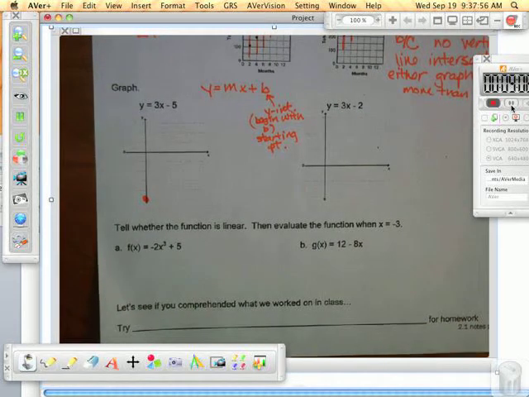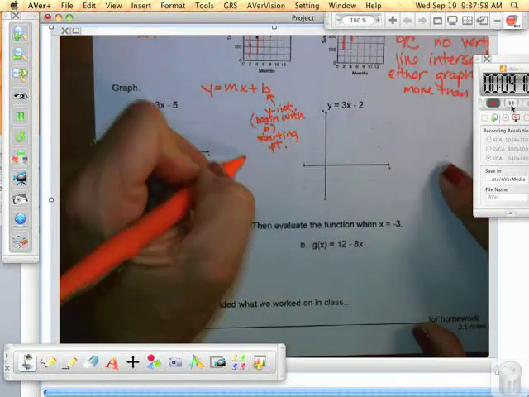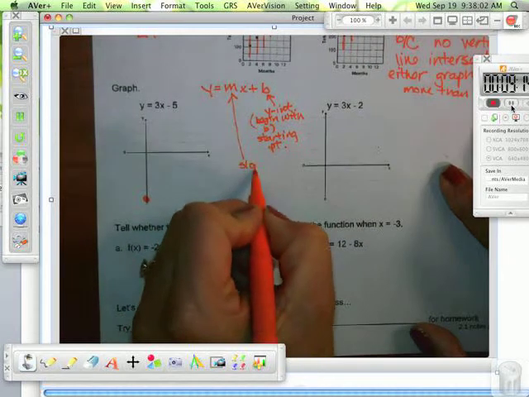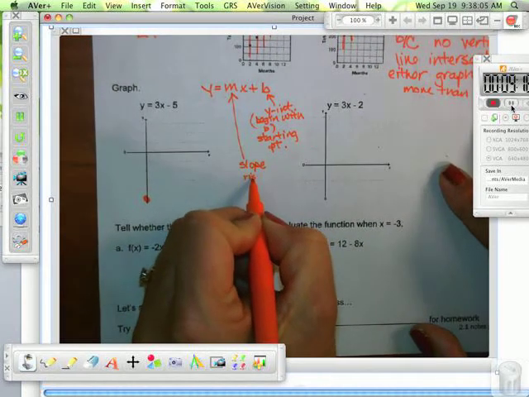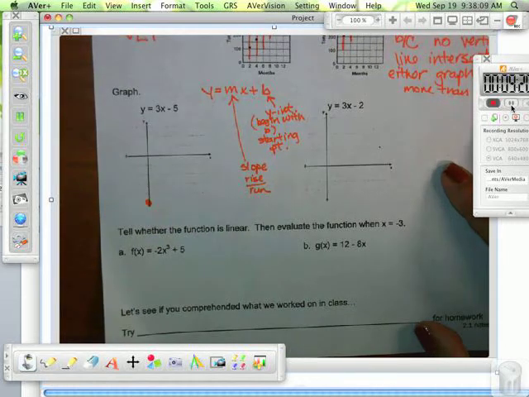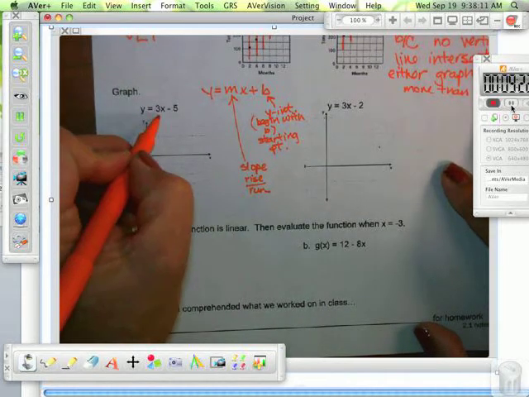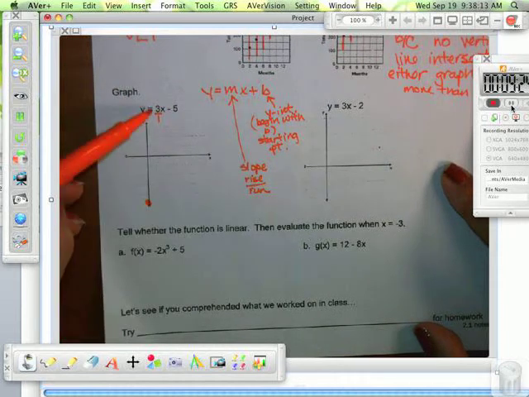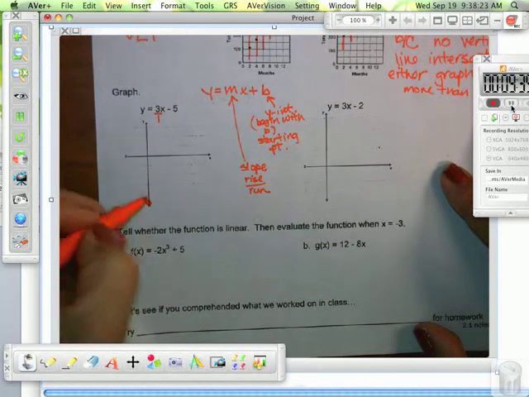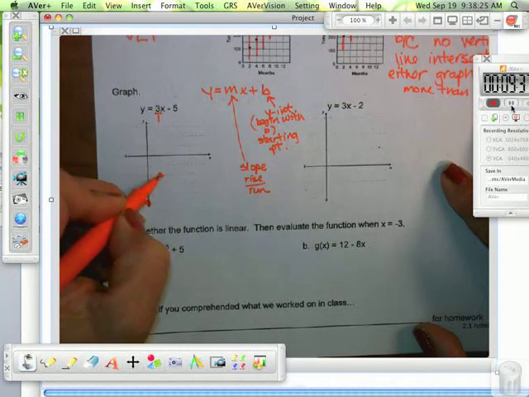And then I use the M, what's the M represent? Slope, which could be thought of as rise over run, correct? So if I start at -5, the slope is telling me I need to go up 3 and over 1 to get my second point. I got 2 points, I can draw a line, correct? So up 3, over 1. Voila.